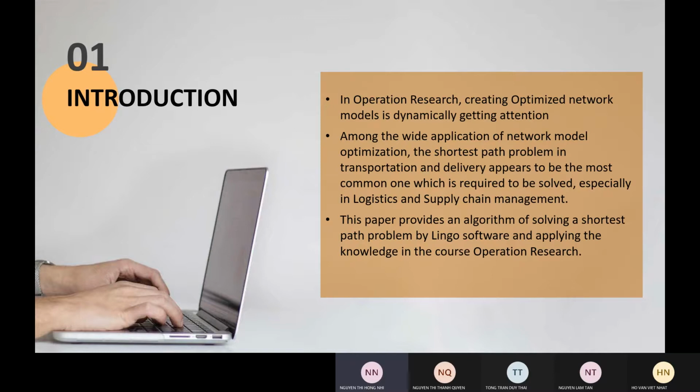In the context of logistics and supply chain management, transportation and delivery is one of the main functions of material consumption. To fulfill the customer demand as soon as possible, the problem of finding the shortest path is required to be solved. In this project, our group will provide the solution of the shortest path problem by Lingo software and apply the knowledge from the course Operation Research.